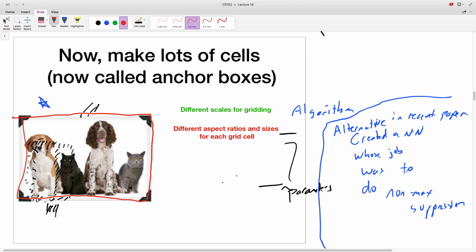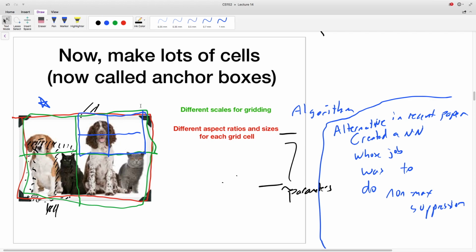Okay? So there's one. For a lot of pictures, there is one big object in it, right? And so this would be a good anchor box to have. And then we just go through and make, let's say, 2 by 2. And then, let's say, 4 by 4. And so on, until we get it small enough that we think we're covering all possible small objects that we're interested in. Okay. But there's more, right?